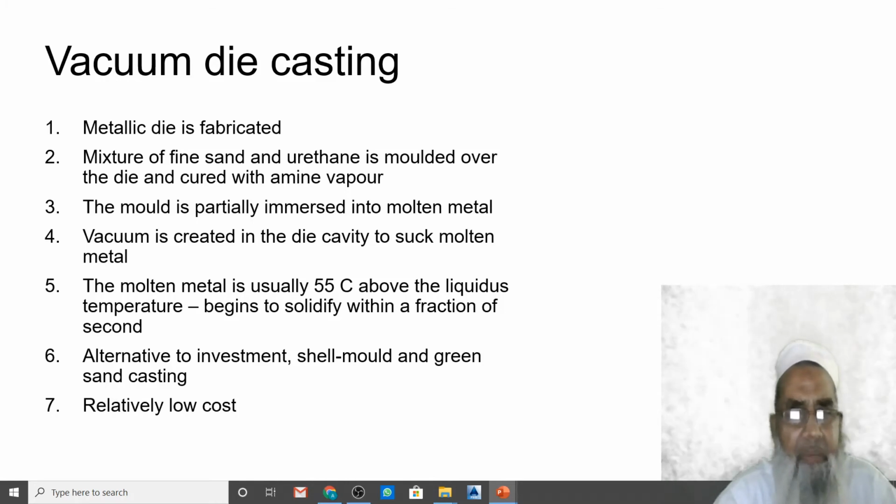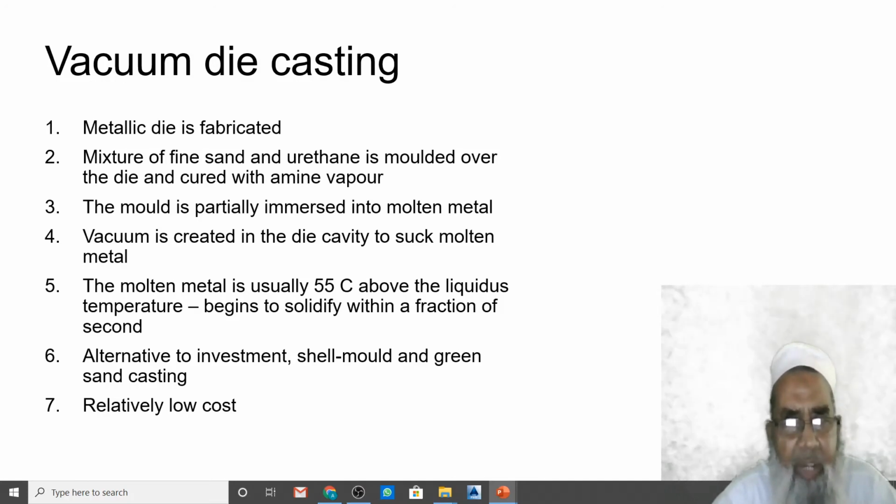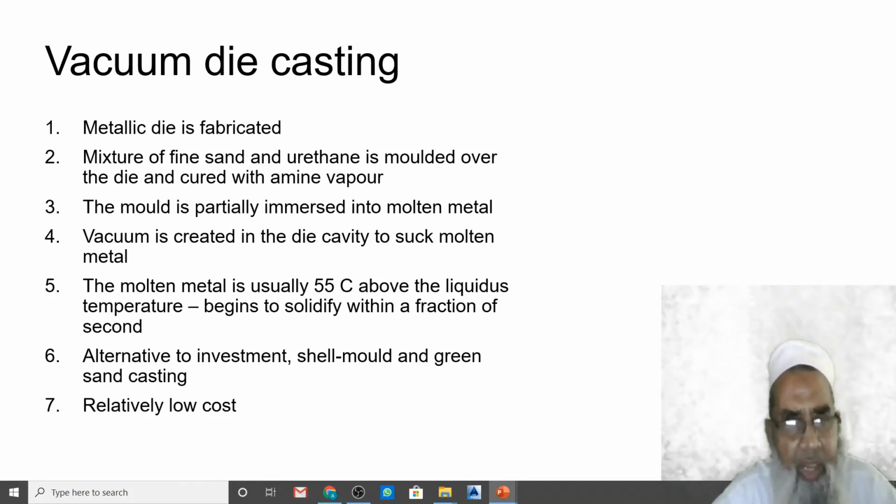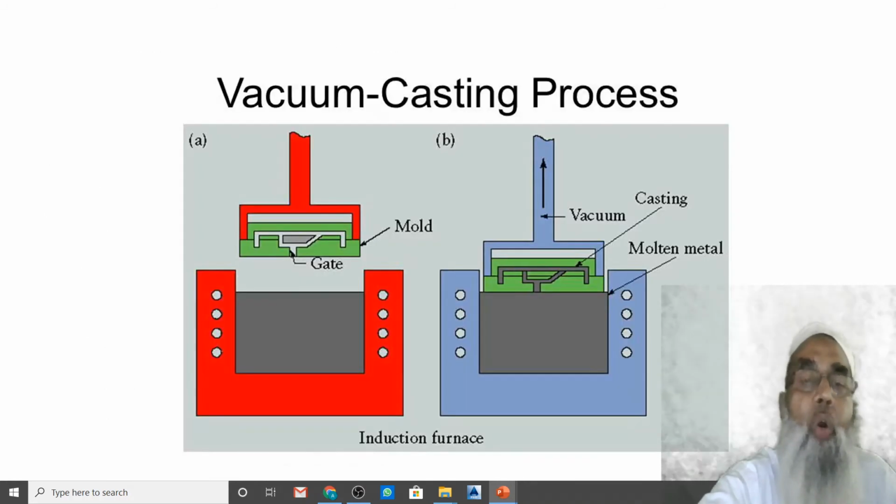After filling, solidification in the die cavity starts. Usually, the molten metal is kept 55 degrees centigrade above the liquidus temperature, so that with the filling of the die cavity, it starts solidification within a fraction of a second. It is a good alternative to investment casting, shell molding, and green sand casting. Cost is also relatively low.